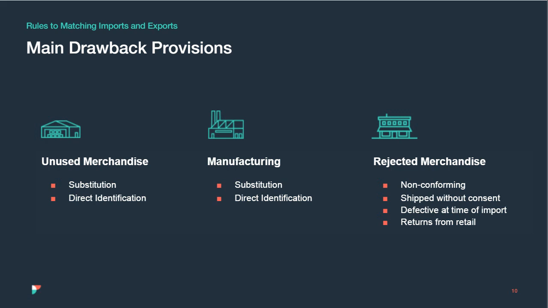So with substitution, drawback is calculated based on the entry line level. So at least on the import side, we're not dealing with our commercial invoices. We're not dealing with our packing lists. We're only worrying about the values that show up on the entry line. So the quantities and the values. For direct identification, we are looking at the invoices. So we are designating at the invoice level.